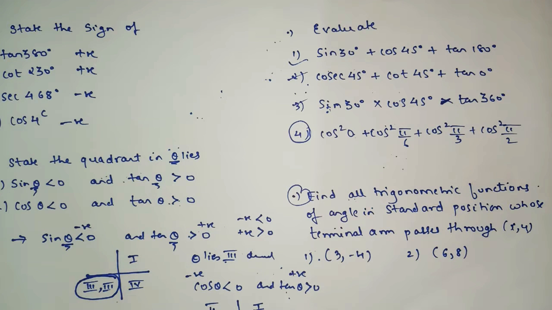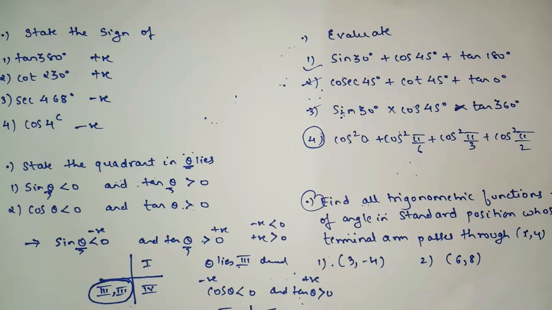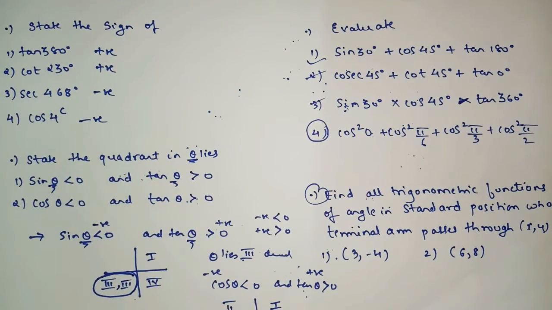Hello students, as in the last lecture, we started with chapter number 2 from Maths 1, that is Trigonometry part 1, where we saw all the basic formulas of your ninth and 10th standard, and even started with the sums from the exercise, where we saw how to state the sign of a particular trigonometric function, and also how to state the quadrant in which theta lies.